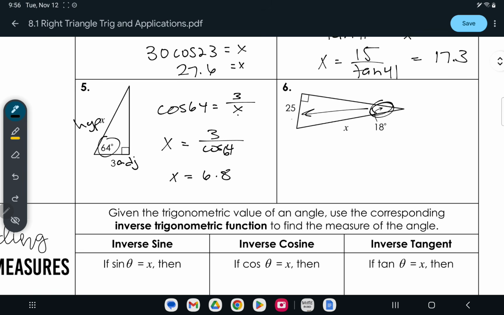Last one here, we have opposite and hypotenuse. So sine of 18 is opposite over hypotenuse. So x is 25 over sine of 18, which is 80.9.